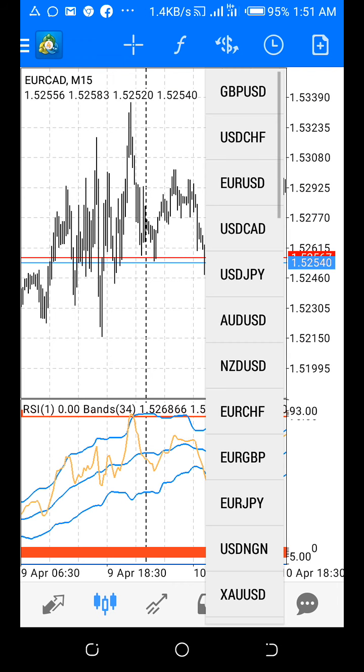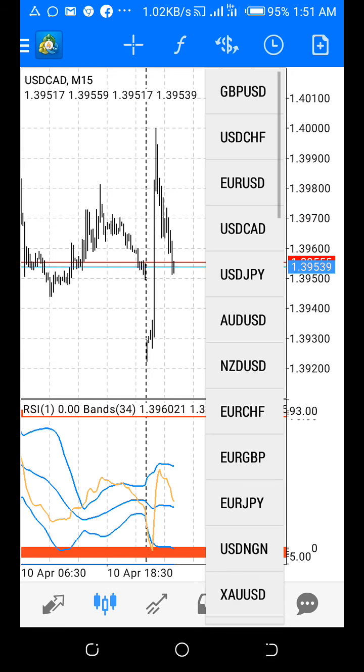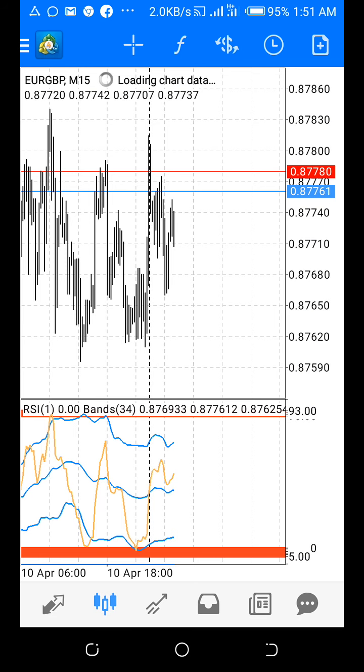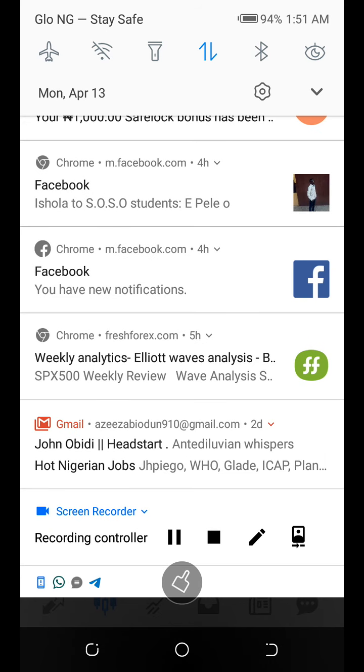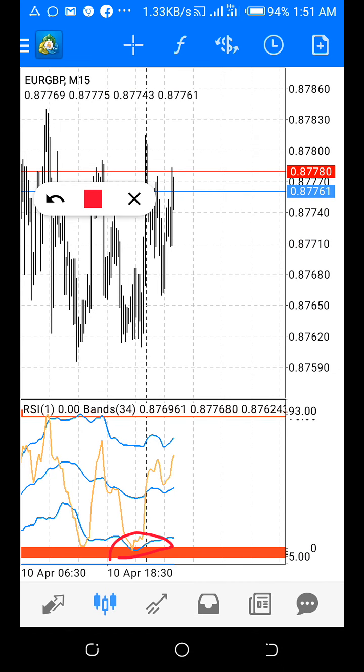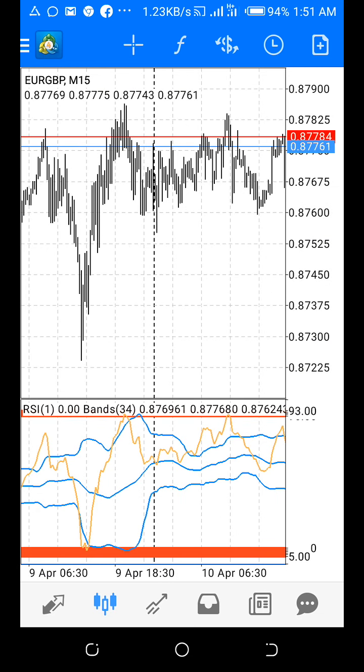Okay, let me go to another currency pair. Okay, USD CAD. You see something like this V, you enter a buy. Okay, let me go to another, EUR GBP, something like this V here. Okay, something like this, you enter a buy here. Whenever, the strategy is very simple to use, very simple to use. You enter a buy here, and you enter a sell here, you know, it's selling.